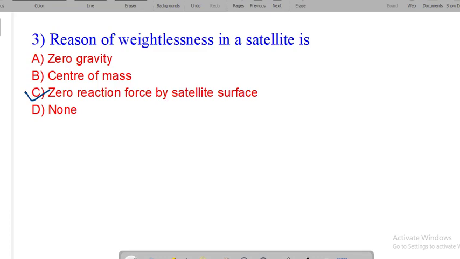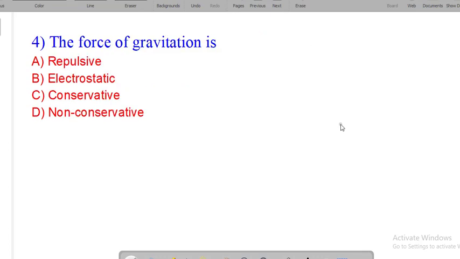So the answer in this case is zero reaction force by satellite surface. Next we come to question number 4. The force of gravitation is: repulsive, electrostatic, conservative, or D, non-conservative. Now see, the force of gravitation is not repulsive, it is attractive, always attractive in nature, and it is not electrostatic. Now regarding conservative, gravitational force is a conservative force.